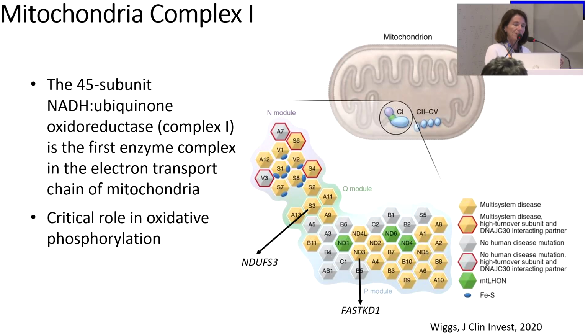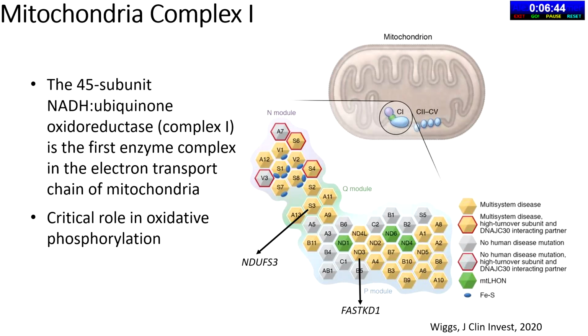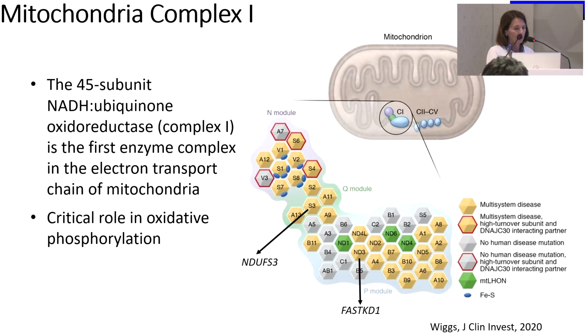So one of the things that's emerging is that the mitochondrial electron transport chain, which is necessary for ATP production, the first complex of that chain, complex 1, has 45 different subunits. So it's a very complex structure. But 2 of these subunits have now been implicated in glaucoma. I'm going to give you a little bit of data on each of those.